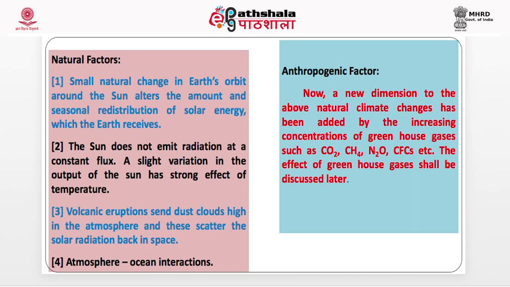Volcanic eruptions send dust clouds high into the atmosphere, and these scatter the solar radiation back into space. They increase albedo and lower the temperature. And the last one is atmosphere-ocean interaction. What are the anthropogenic factors? These were the natural factors. The man-made factors are a new dimension which was not present about 150 years ago. This is the increase in the concentration of greenhouse gases such as CO2, CH4, N2O, CFCs, ozone, etc. We will discuss the effect of these gases later on.